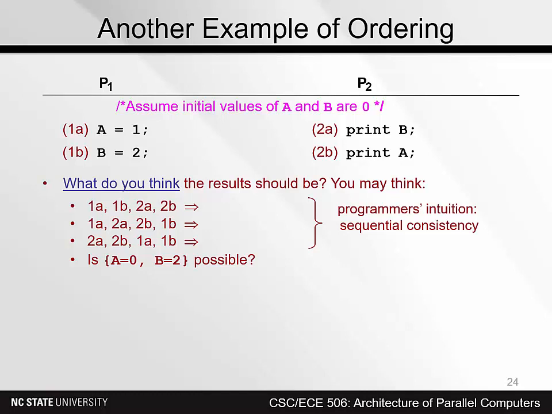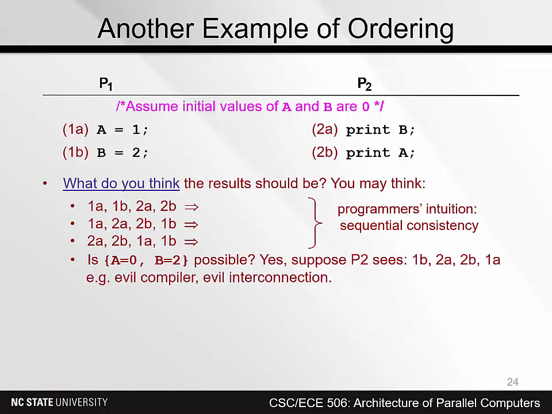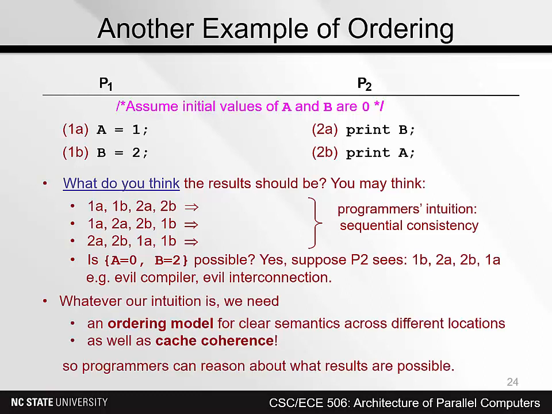But is it possible for A to be printed as 0 and B to print as 2? Yes, but only if P2 sees the two writes by P1 out of order. This could happen if the compiler or interconnection network reorders them. This shows why we need a consistency model to constrain what happens to different locations, as well as needing cache coherence.